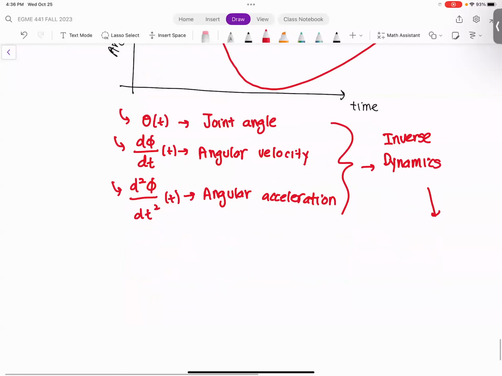Essentially, all that is just constructing the equations of motion, F equals ma, except that the acceleration is going to be determined from these quantities here. Ultimately, this is going to allow us to compute the muscle forces as a function of time, and the joint reaction forces as a function of time.